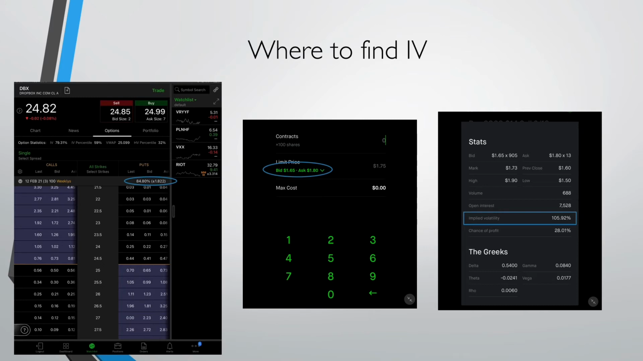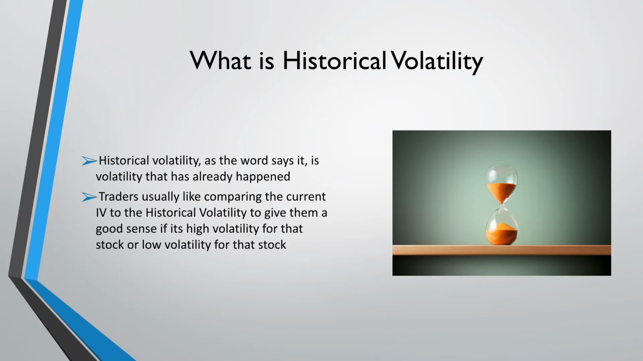In the middle, you can see Robinhood. You click on the middle, and then on the right-hand side, and there is the implied volatility. All right, so I already explained this, but once again, historical volatility is pretty much the volatility that has already happened. Usually traders like using this historical volatility to compare it to the current volatility to see if it's high or low.